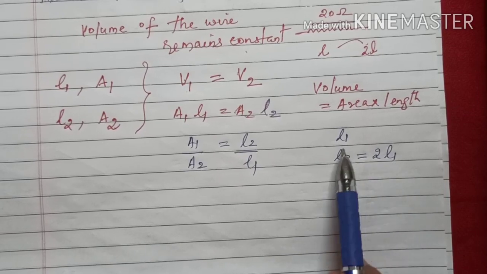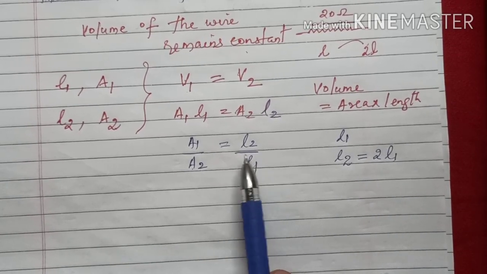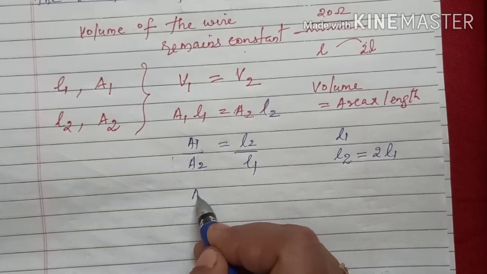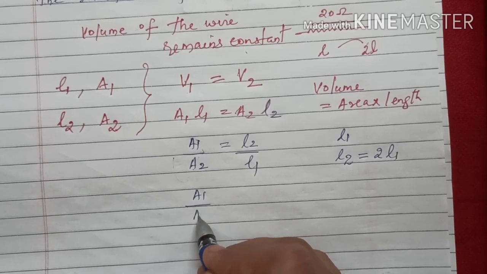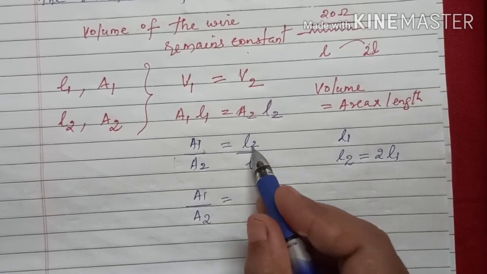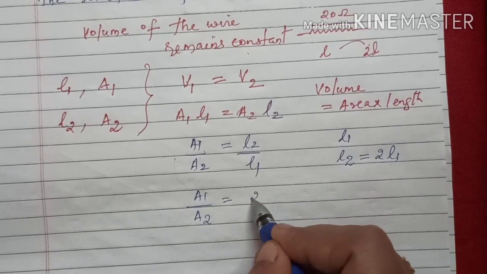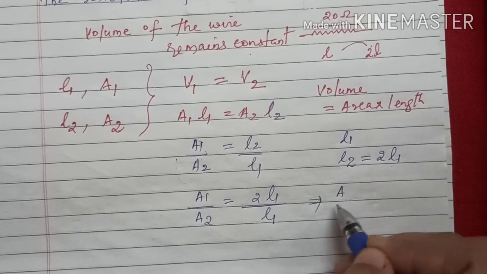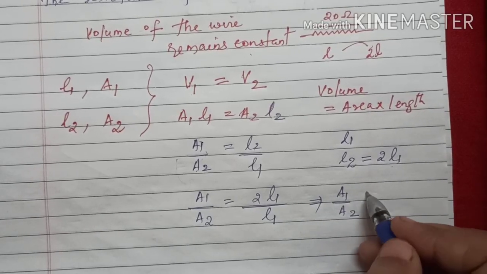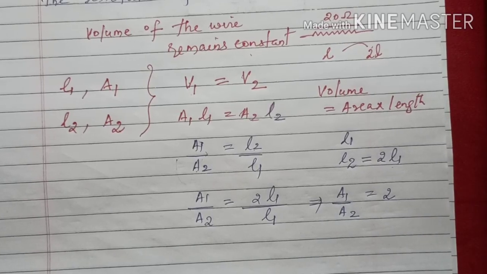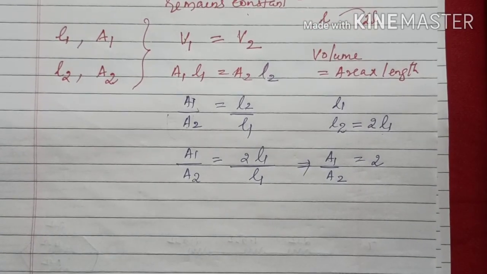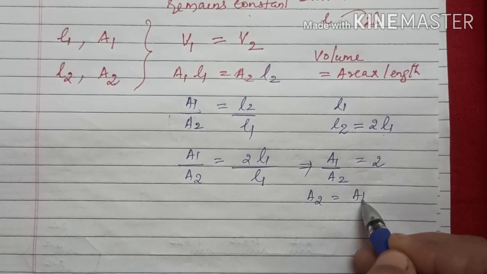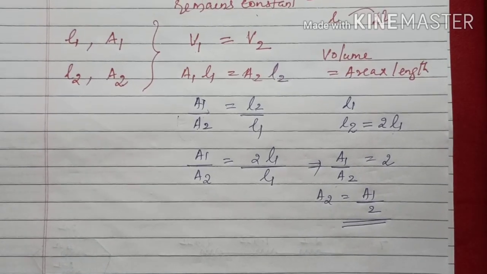If I substitute this value in the equation, I will get the ratio of A1 and A2. A1 is our first area and A2 is the new area, and L2 is 2L1 from the question, so I write 2L1 by L1. That is, A1 by A2 equals 2. Or, A2 is equal to A1 by 2.